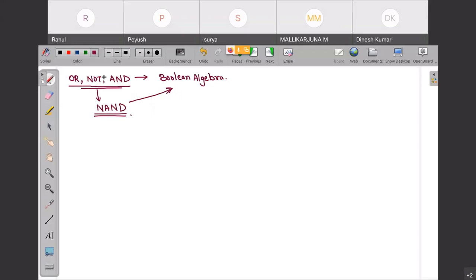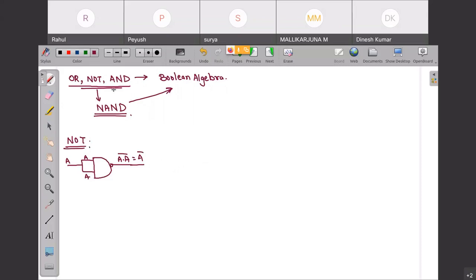If you want NOT gate with the help of NAND gate, how are you going to do it? I have shorted both the inputs. So if this is A, this will be A, this will also be A. So this will be A dot A bar, so this will be A bar. Here you can see this is your NOT gate.